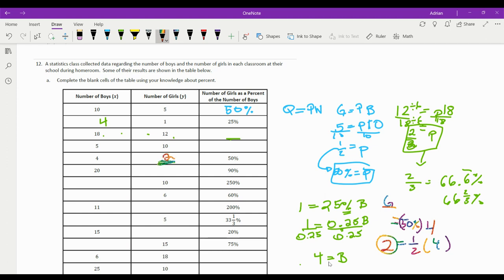All right, so make sure you understand which parts of the equation you are trying to figure out, and then solve for that part of the equation. Okay? Hope this helps.